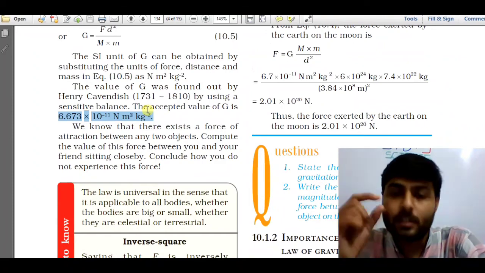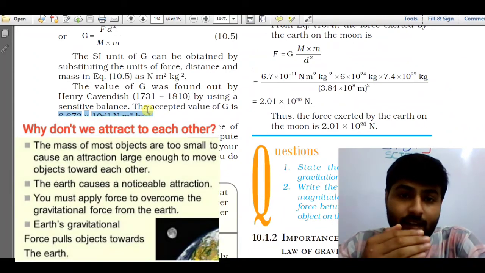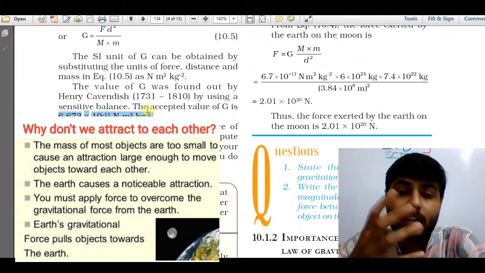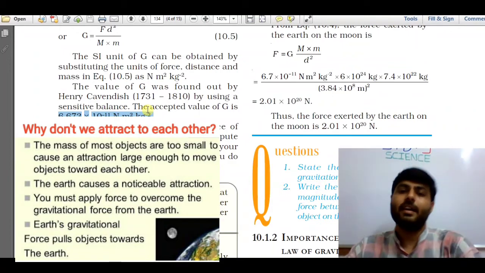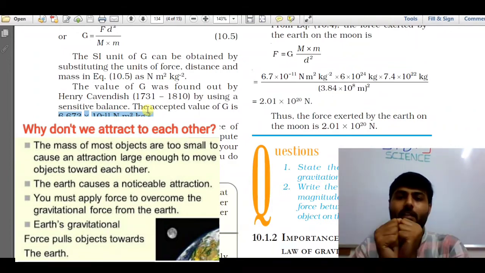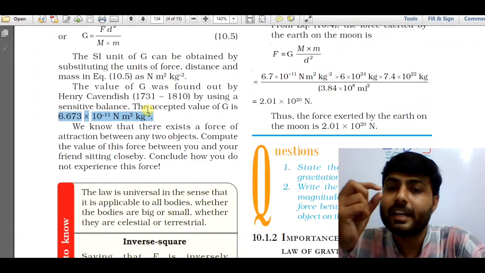So this force is not much prevalent, so we cannot feel it with higher magnitude. This is a very small force. That's why we are not attracted toward each other, because this force is very, very low.